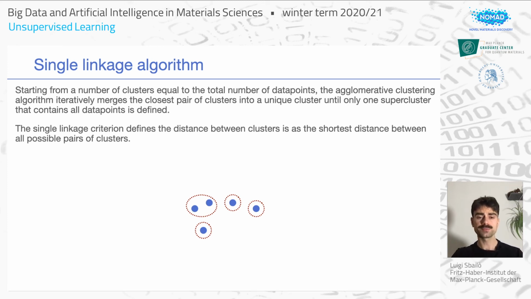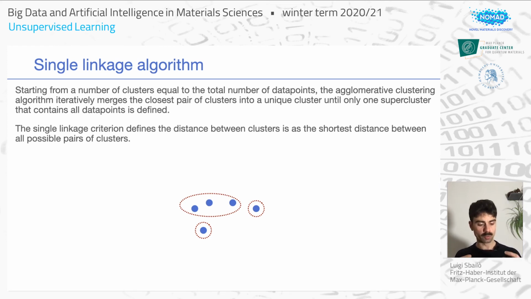So now the single linkage algorithm would merge into this other, would make the already big cluster into something bigger. And the reason is that the single linkage algorithm is not looking for compactness. It is simply assuming that the distance between clusters is given by the minimum possible distance among all possible pairs of clusters.